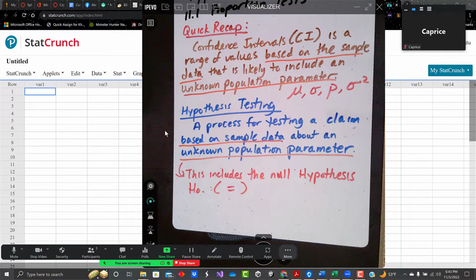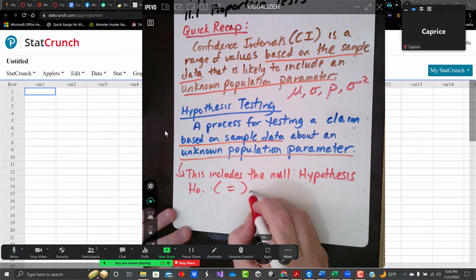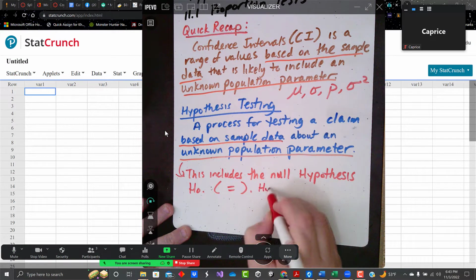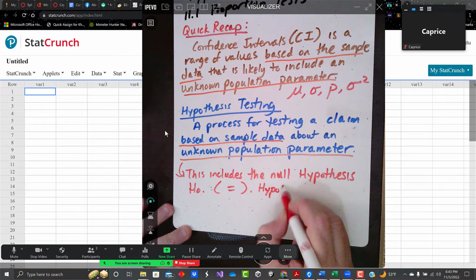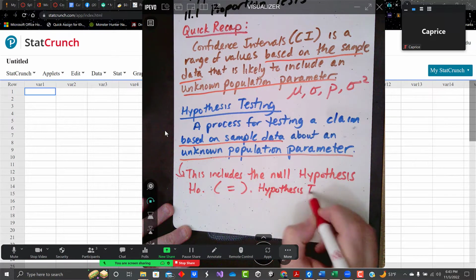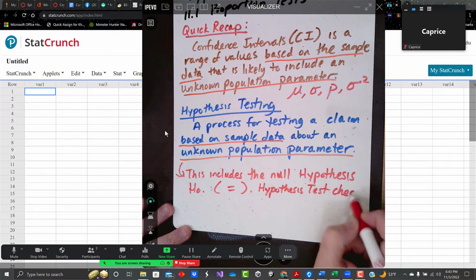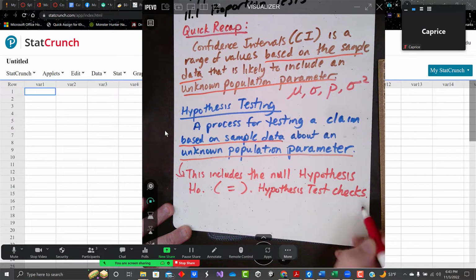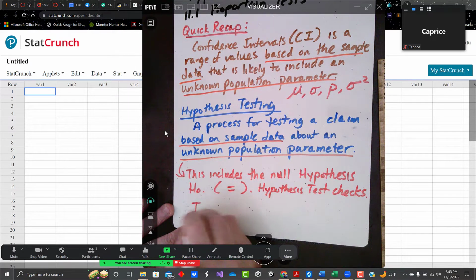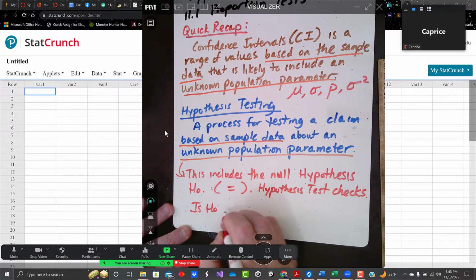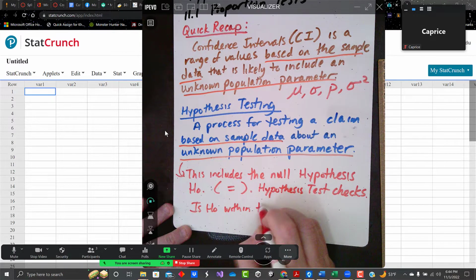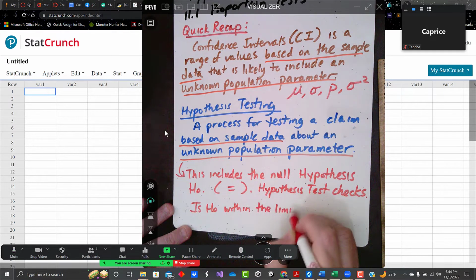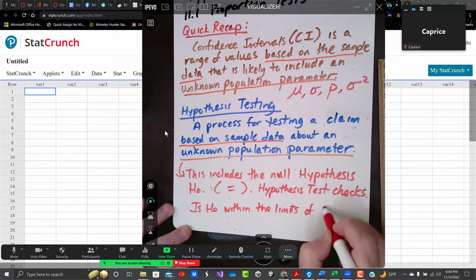What the hypothesis test is doing is this. Is H naught within the limits of the confidence interval?